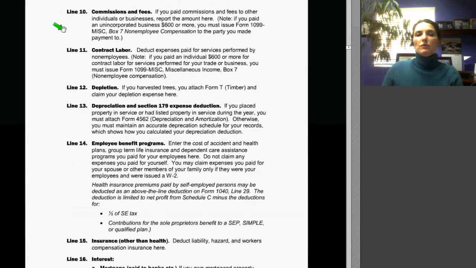On Line 10 of Schedule C, we report commissions and fees. If you paid commissions and fees to other individuals or businesses, report the amount here. Note, if you paid an unincorporated business $600 or more, you must issue Form 1099 Miscellaneous, Box 7, Non-Employee Compensation to the party you made payment to. And the IRS is really getting down on this. If you have numbers on Line 10 or Line 11, right here, Contract Labor, and you did not issue a 1099 Miscellaneous, you're probably going to get an audit letter.